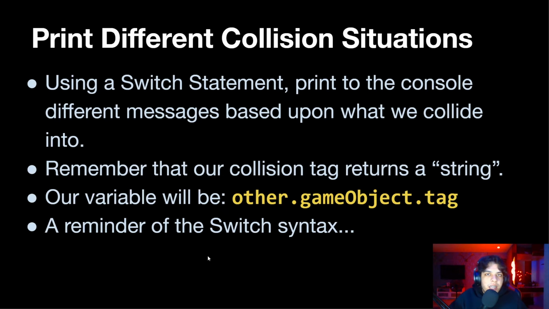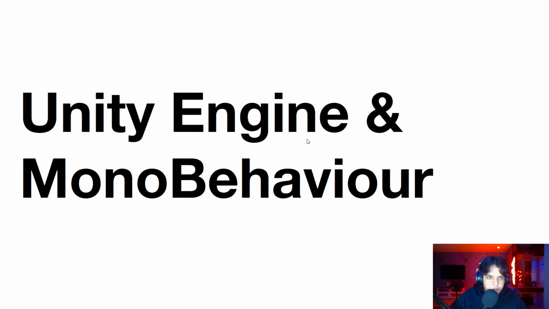And that is the main idea of how we're gonna apply that type of collision, that type of switch statements into our game to mess with collisions and basically simplify it even more. Okay, so before we actually start, we should understand the main differences between UnityEngine and MonoBehavior.